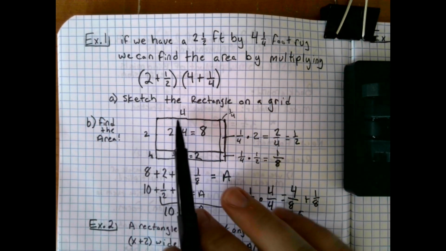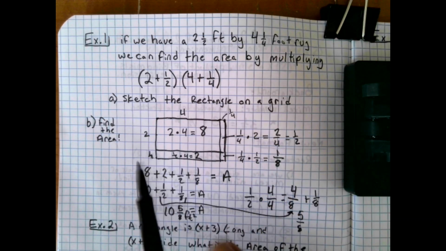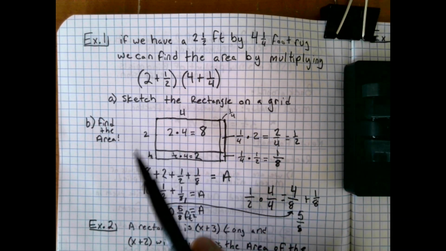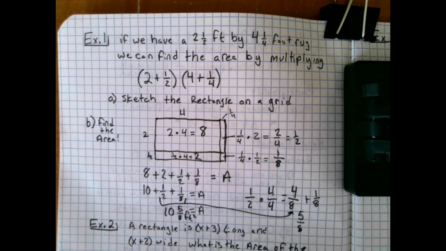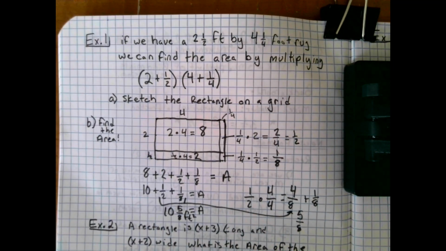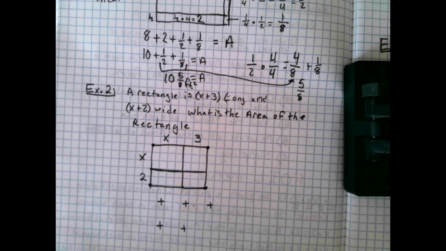So we've got our two mixed numbers. We have put those on a rectangle. We multiplied out each box to find the areas, and then we just add them on up. Alright, now moving on to example 2.